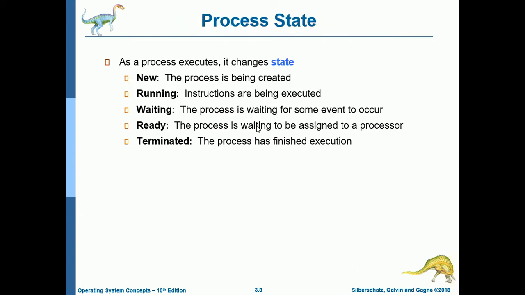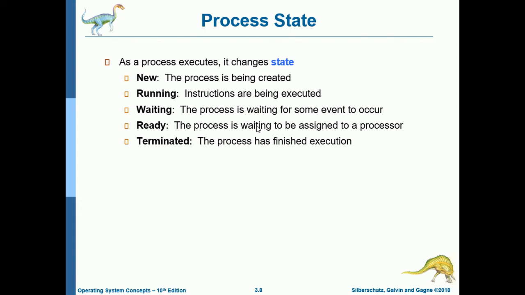Okay, next, we have that a process has many states. So as a process executes, it changes state. So we have new, the process is being created. And then we have running, the instructions are being executed. We have waiting, the process is waiting for some event to occur. We have ready, the process is waiting to be assigned to a processor. And terminated, the process has finished execution. So these are the 5 states of a process.